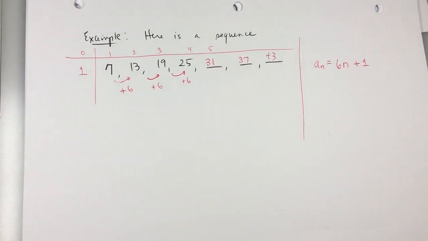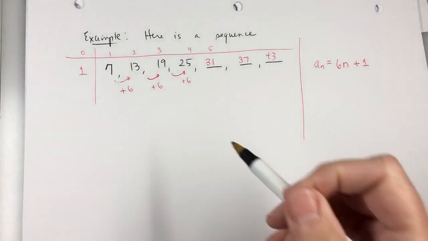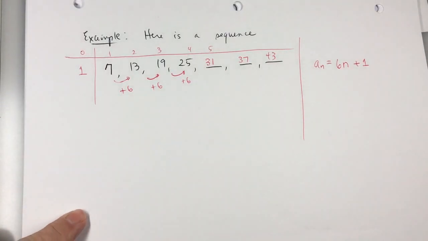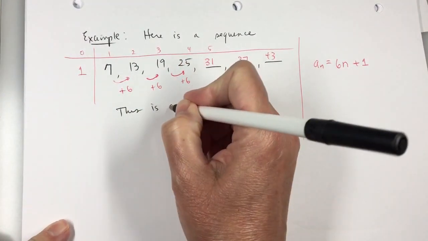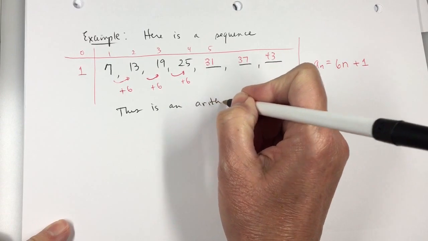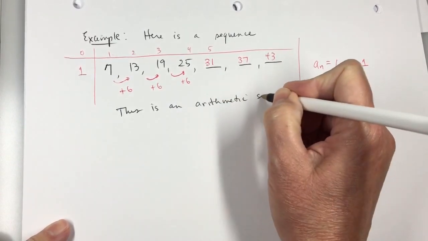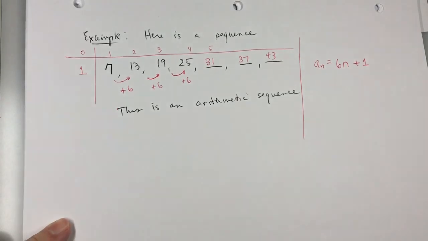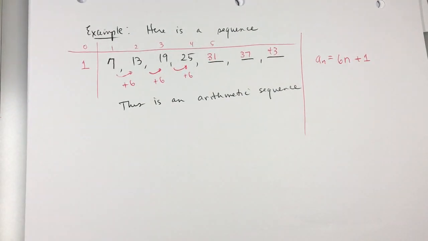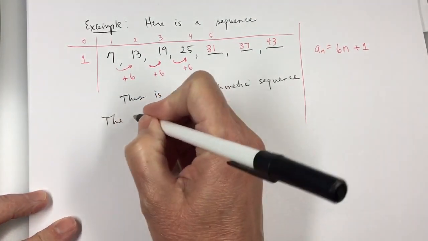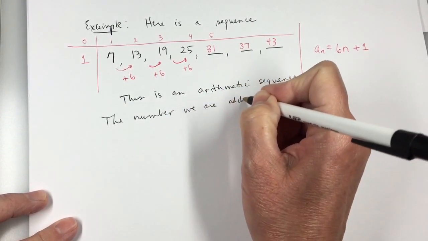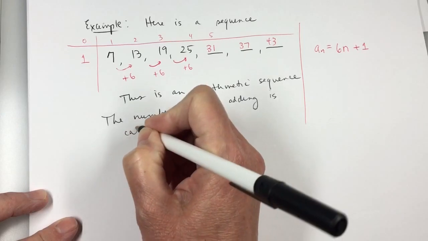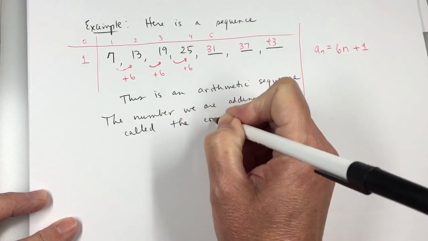There are other ways you could get it. This type of problem where you're adding the same number each time, this is an arithmetic sequence, because we're adding the same thing each time. And in fact, the number I'm adding is called the common difference. The number we are adding is called the common difference.